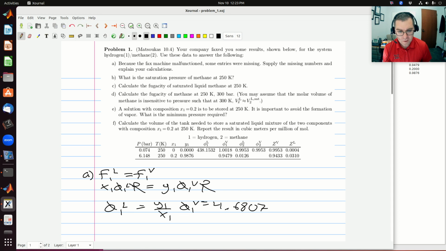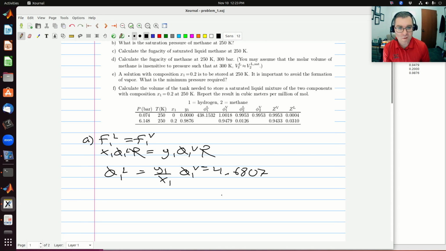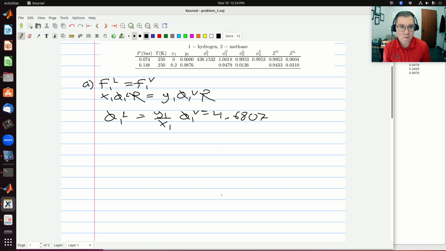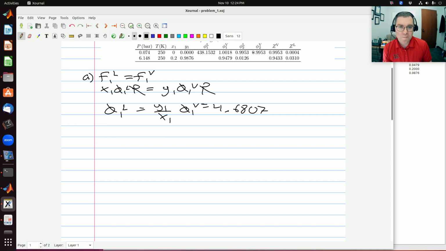Okay, cool. And so I find that the fugacity coefficient of my liquid is greater than that of my vapor. Okay, seems reasonable. Remember, phi of an ideal gas is going to be equal to 1. So the phi of my liquid phase is much greater than the phi of my vapor phase. Okay, so continuing with A, so there's phi1L. Now we need phi2V. We're going to do the same thing.